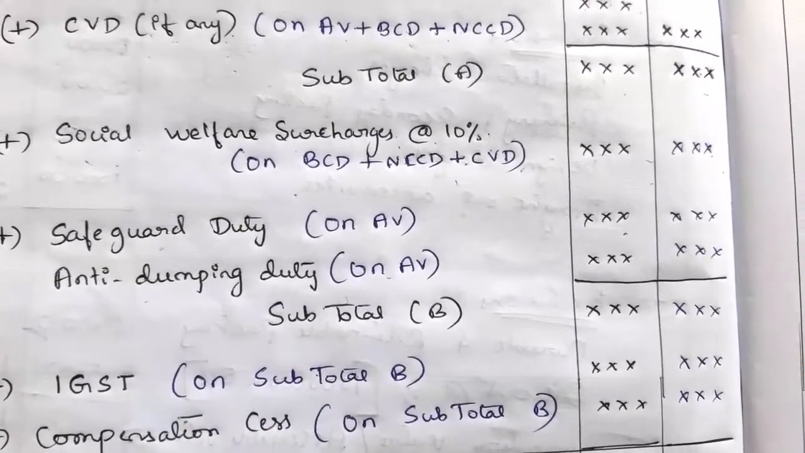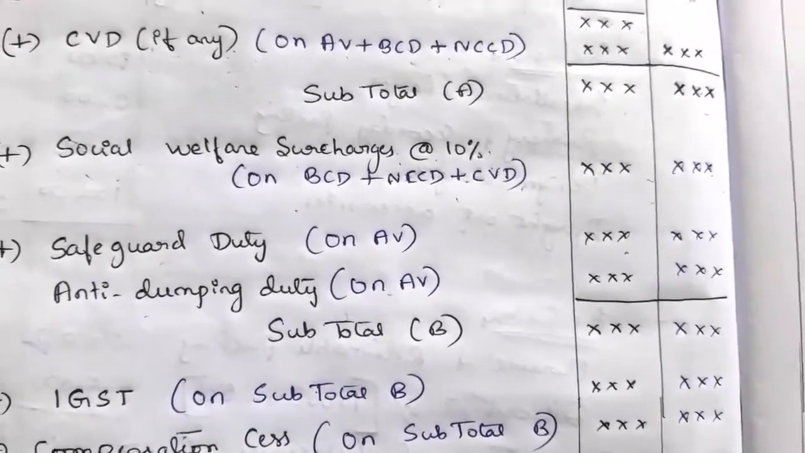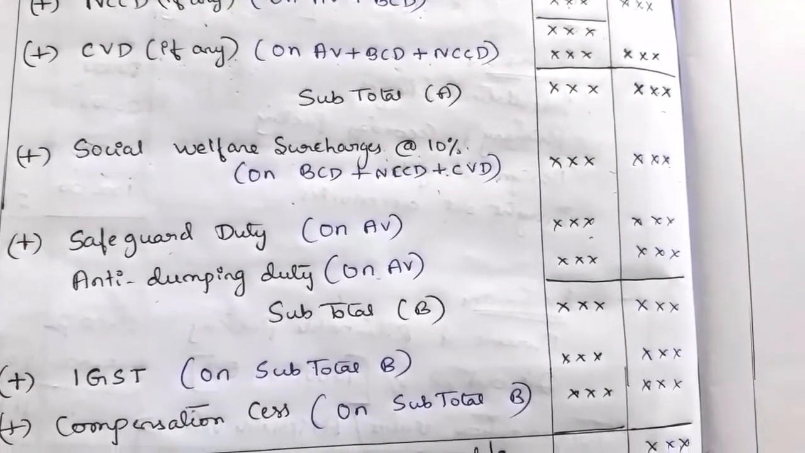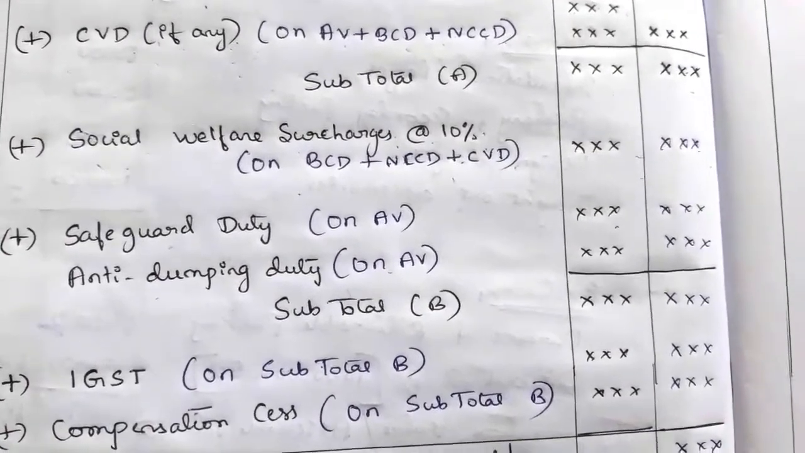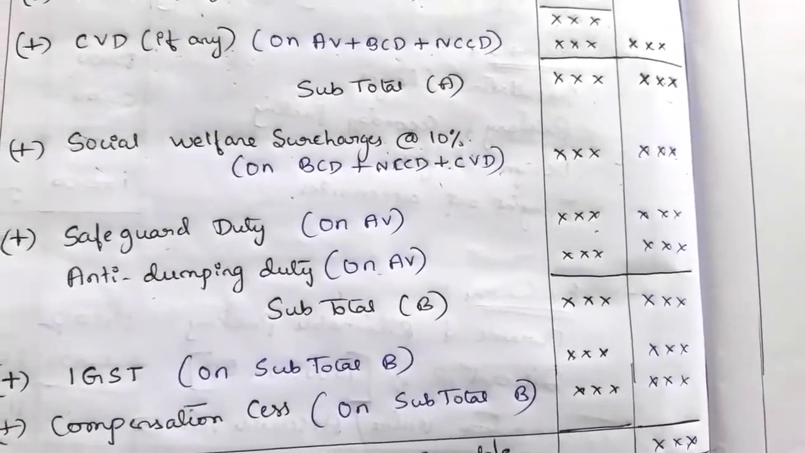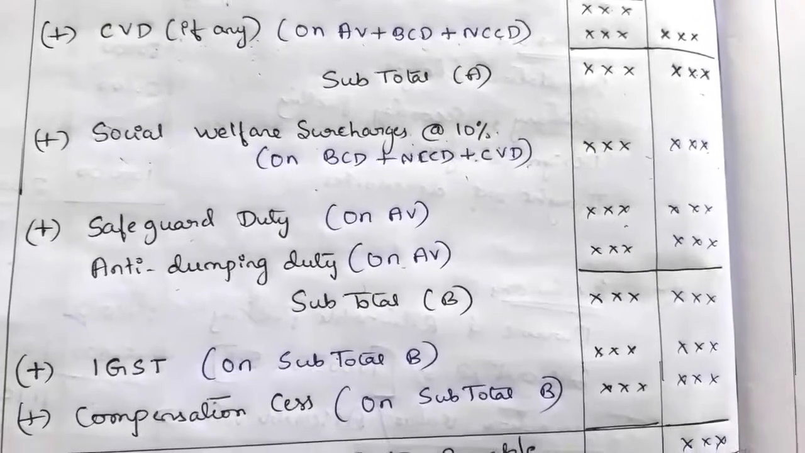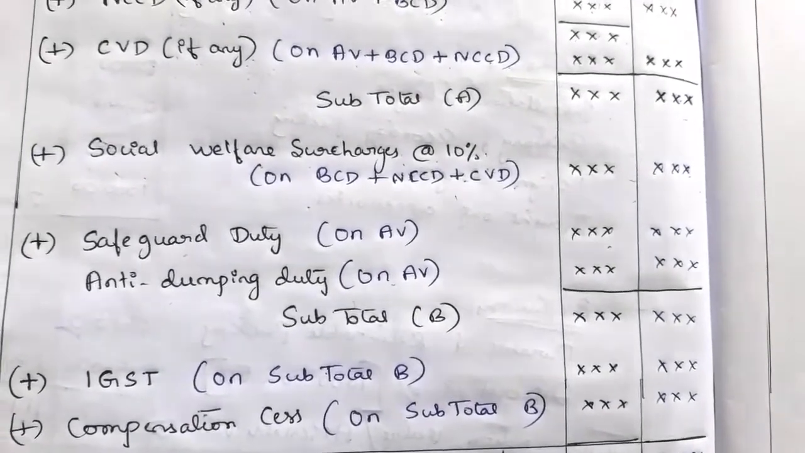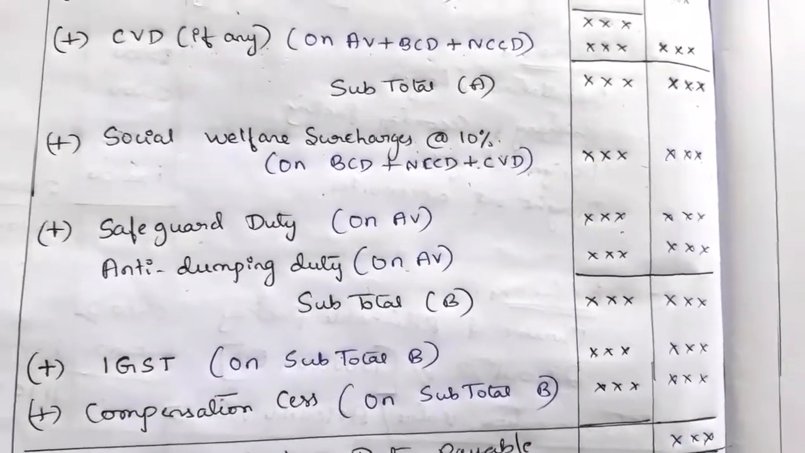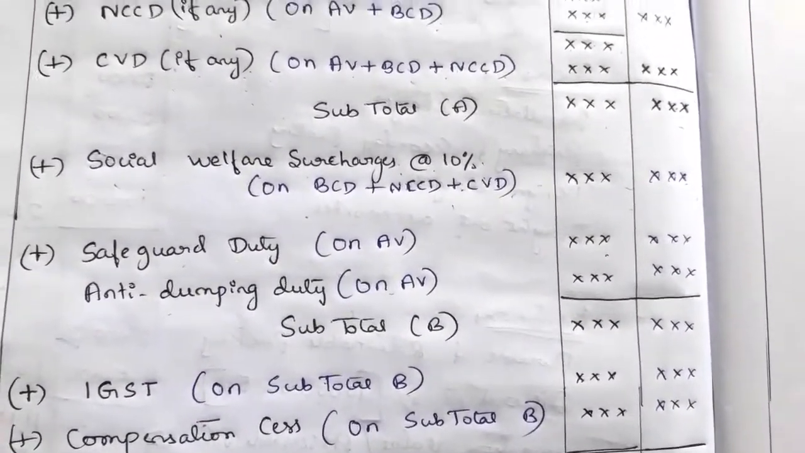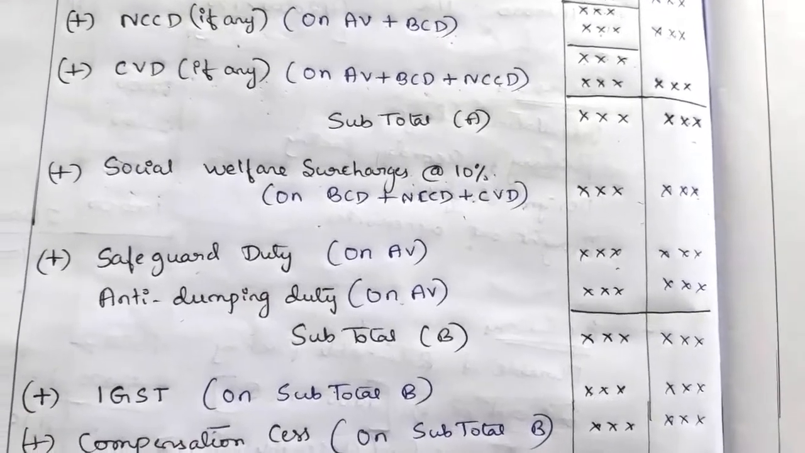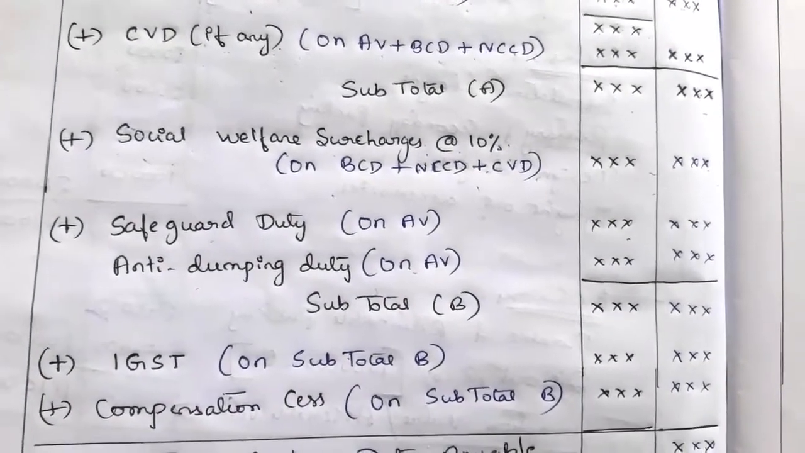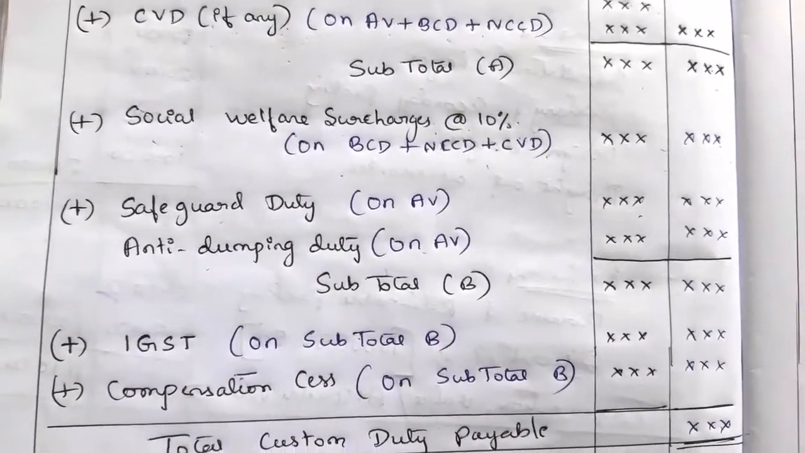Before, education cess, health and education cess used to be levied on the import of goods. From 2018 onwards, all the goods imported into India will not be levied any health and education cess. Instead of that, social welfare surcharge will be levied in order to provide revenues to meet the expenses on education, health or social security in our country. So social welfare surcharge will be levied at 10%.